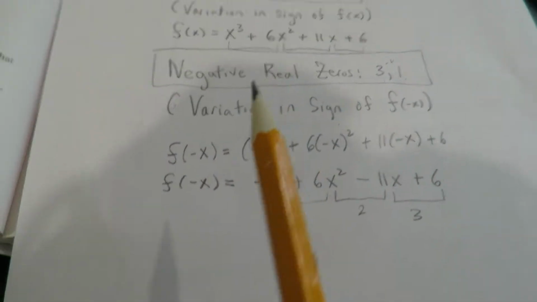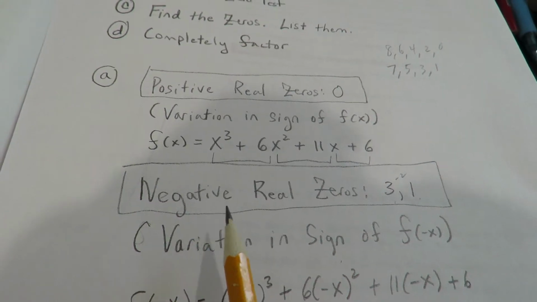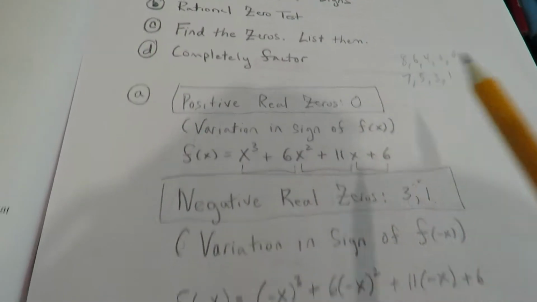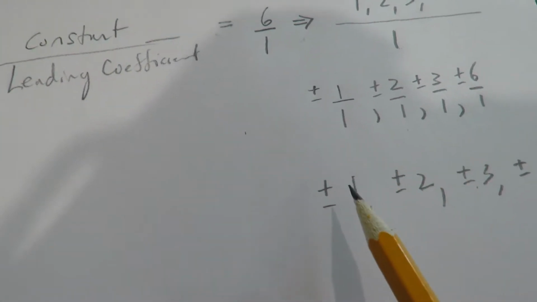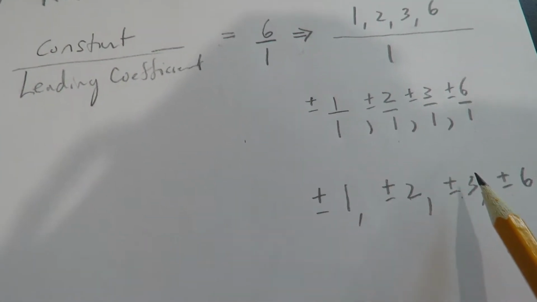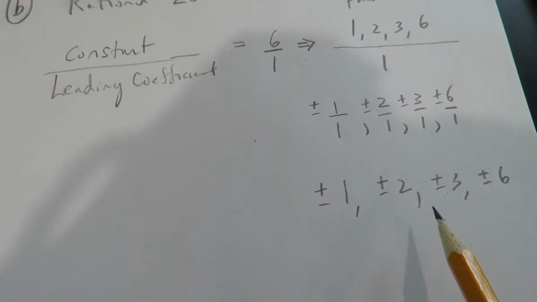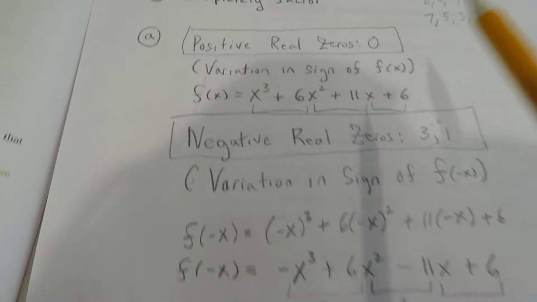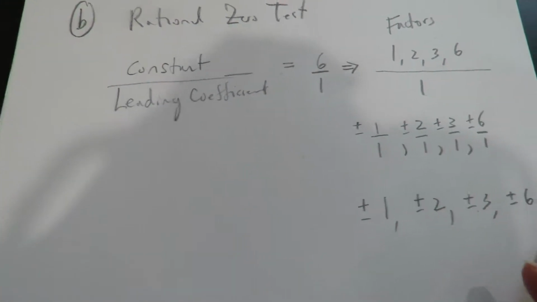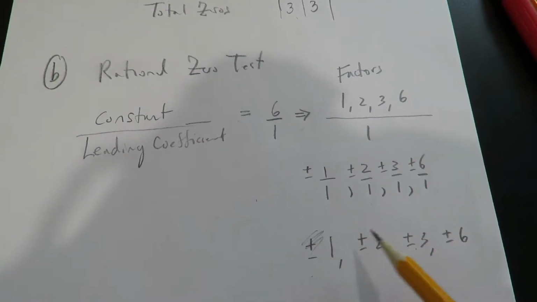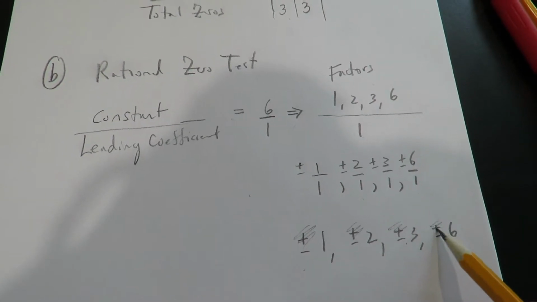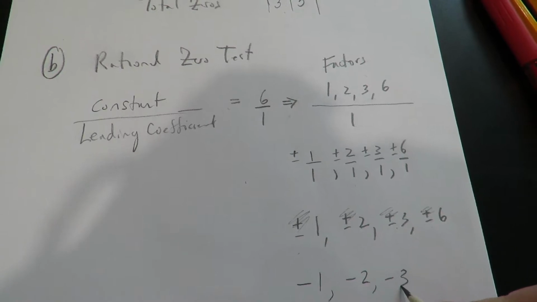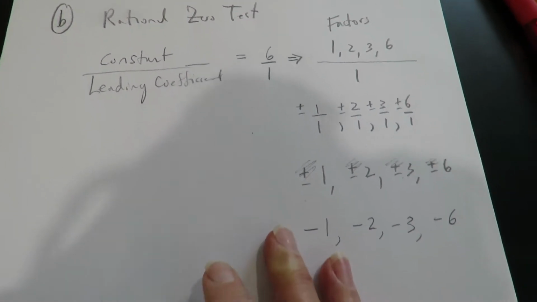If you notice, we found out in step one that we have no positive real zeros. So when I look at my list and I see a positive 1, a positive 2, a positive 3, and a positive 6, step one's telling me that I don't have any positive real numbers. So that means I can start to cross out my list. I don't have any of these, which reduces me to -1, -2, -3, and -6.